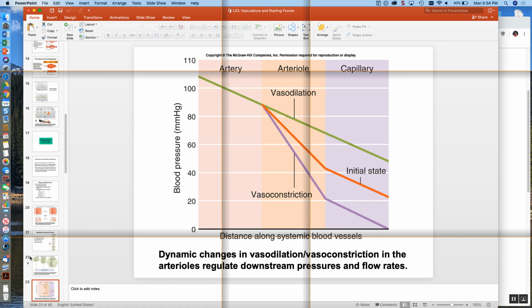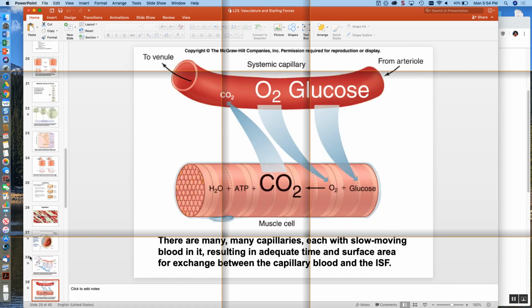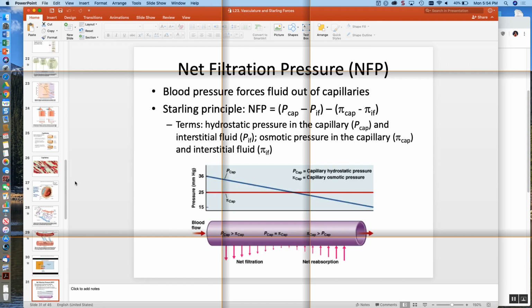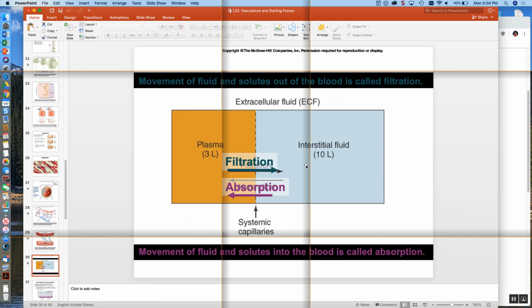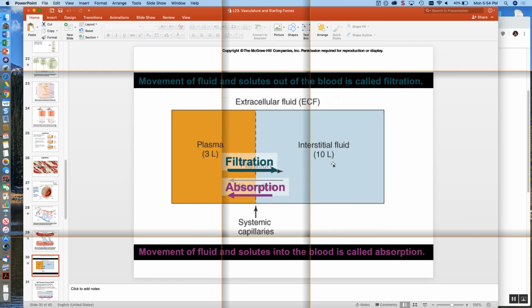Capillaries, let me just get to this one. Today we learned about net filtration pressure. So, the take-home message here, here's the equation, you're given the equation. When you calculate it, if it's a positive number, you're going to get filtration, pushes the fluid out. If it's a negative number, you're going to get absorption. You're going to pull fluid in. And I can guarantee this will be a test question as well.